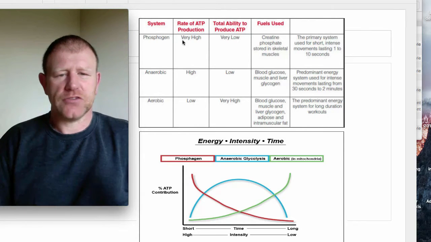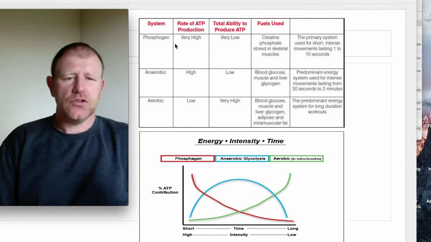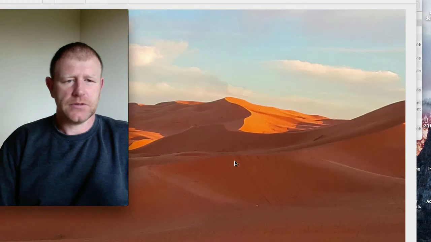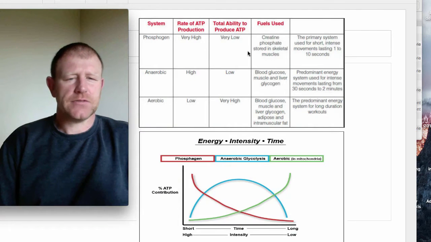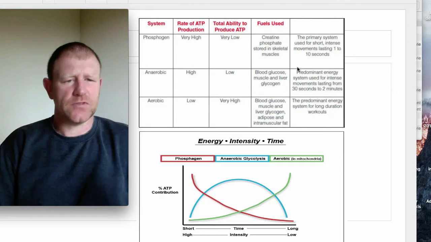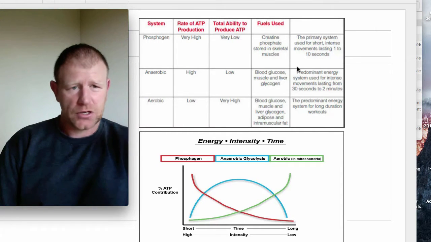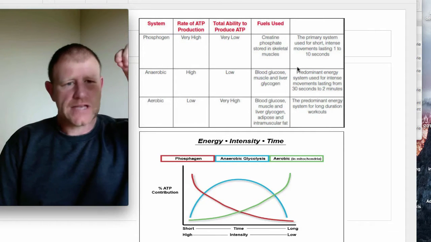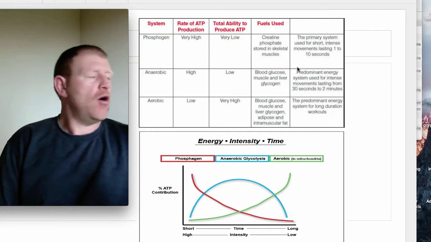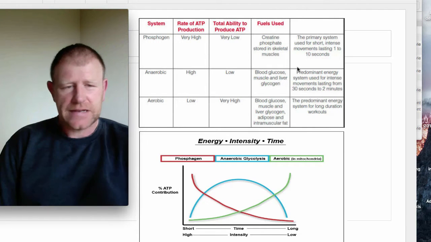So let's have a look at the definition. Don't worry about this column so much. Oh shit, go back. Sorry. Hang on, where is it? There it is. But basically, consider this one here. This is the primary system used for short, intense movements lasting 1 to 10 seconds. So think about skipping up a curb, that little powerful step off your foot, jumping up a curb or a small ascent, or powering up a hill, or a final sprint towards the end.